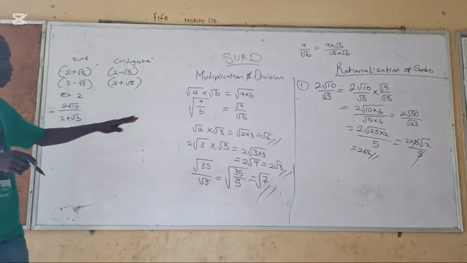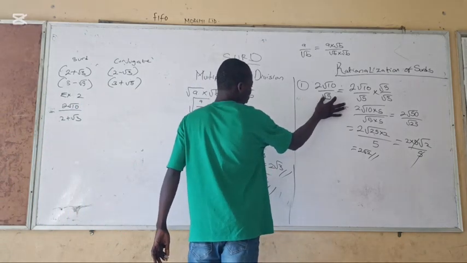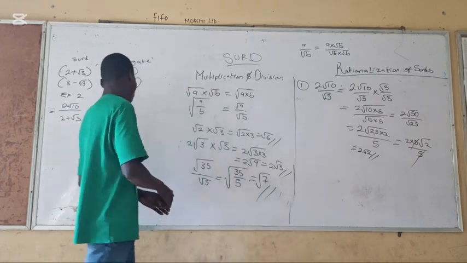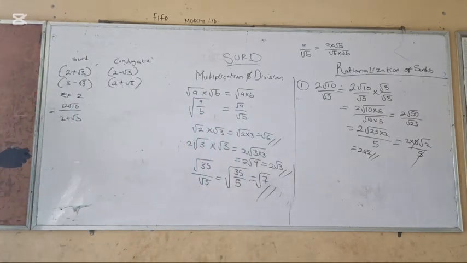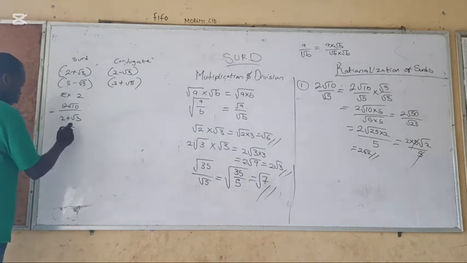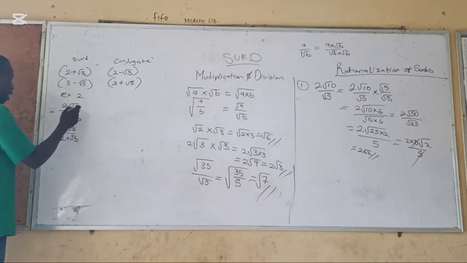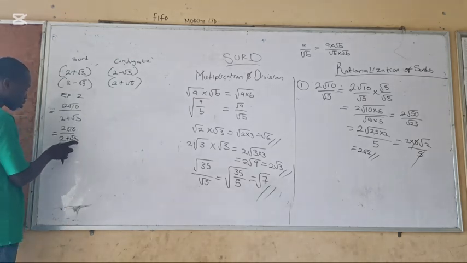You can see that this is different from this. This one we are only having it in a single form. But here now it's not in a single form, right? So what we are going to do is that we are going to multiply the numerator, 2 plus root 3. We are going to multiply the numerator by the conjugate of the denominator.